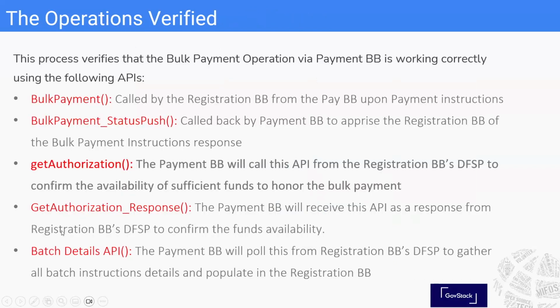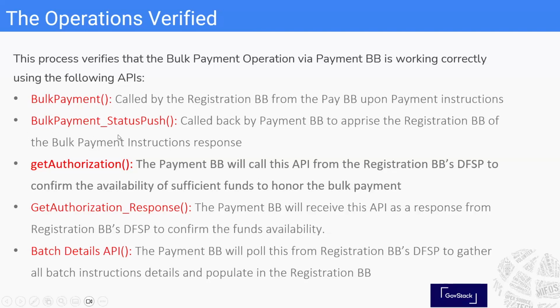So in this process, these are the APIs that are verified: if you send the proper input and receive the proper output, as we've outlined earlier in the tables above. First is the bulk payment API, which is called for handing over a batch of bulk payments to the payment hub. This same API is also called by the payment hub when it is handing over a batch to the payer FSP.